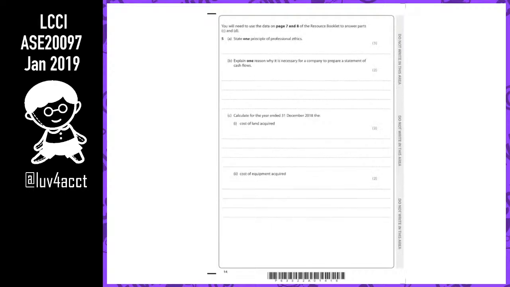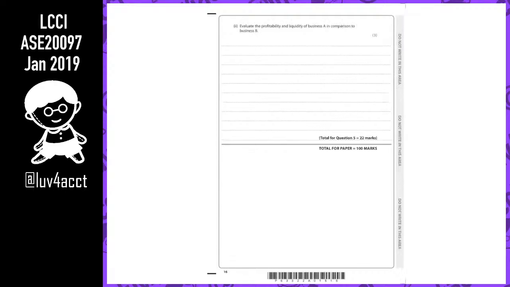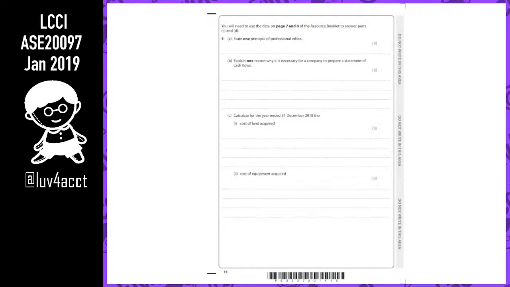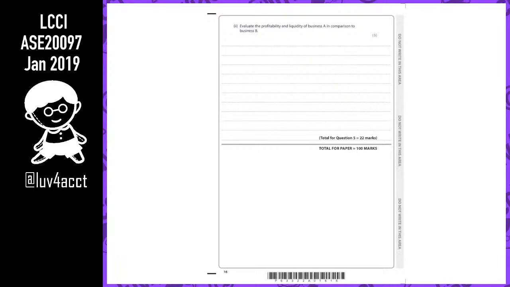So you can see, calculate those items, and then investing activities, net increase in cash and cash equivalents. Not even a whole statement of cash flows. That is good. I like it. So 4 marks for formula, and also 5 marks for the evaluation. Nice. Let's take a break.